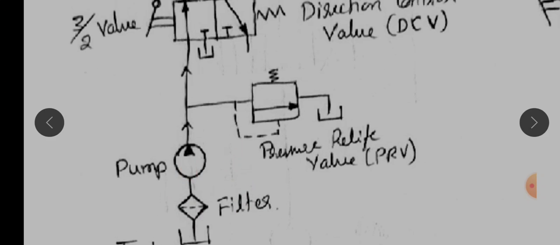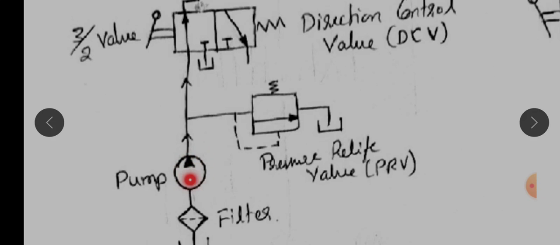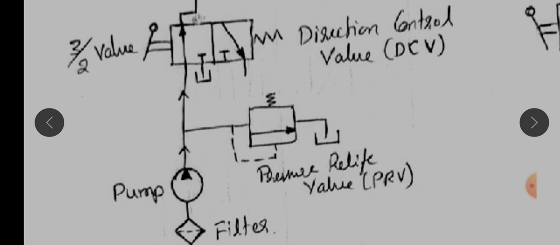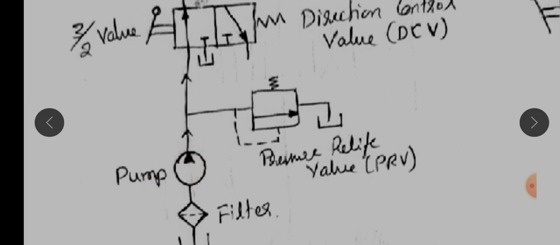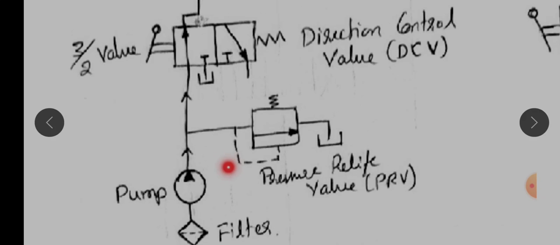Next is the pump symbol. This represents the pump. It's a hydraulic pump. The arrow mark which is dark filled is called a hydraulic pump. If it is not filled inside with a dark line, then it is a pneumatic pump.